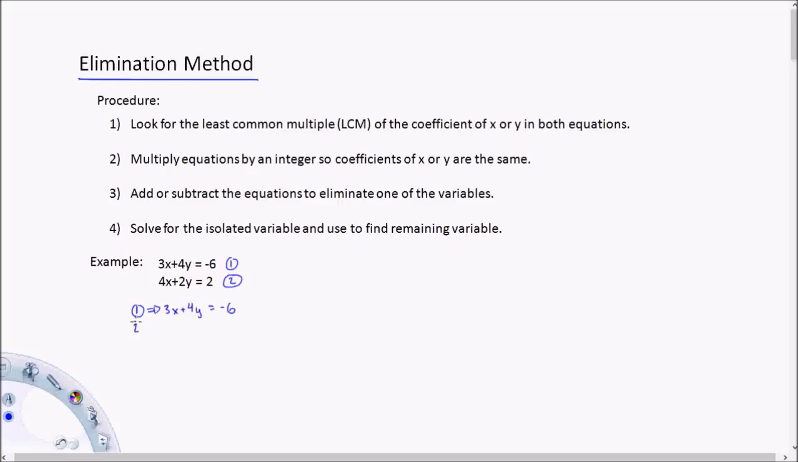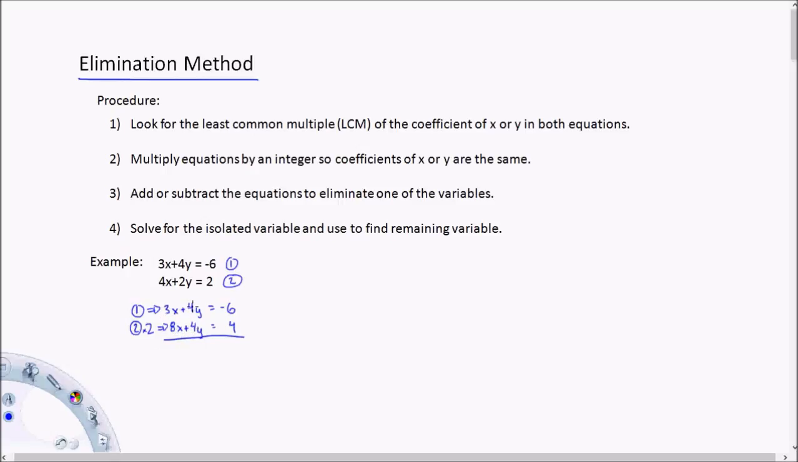In equation 2, what we want to do is multiply it by 2. And if we do, we would end up with 8x plus 4y equals 4. So we multiplied every single term by 2. And now we can see that the coefficients of y are the same, and that they're both positive. So we want to subtract one equation from the other to get our answer.